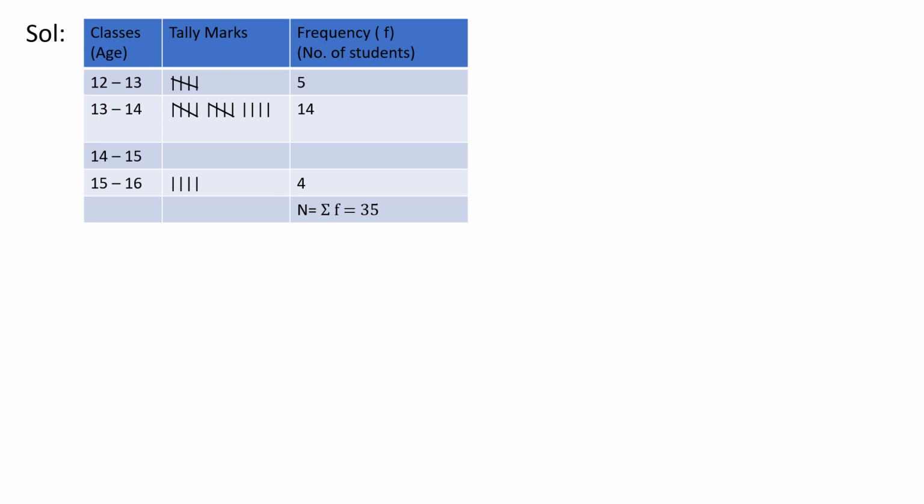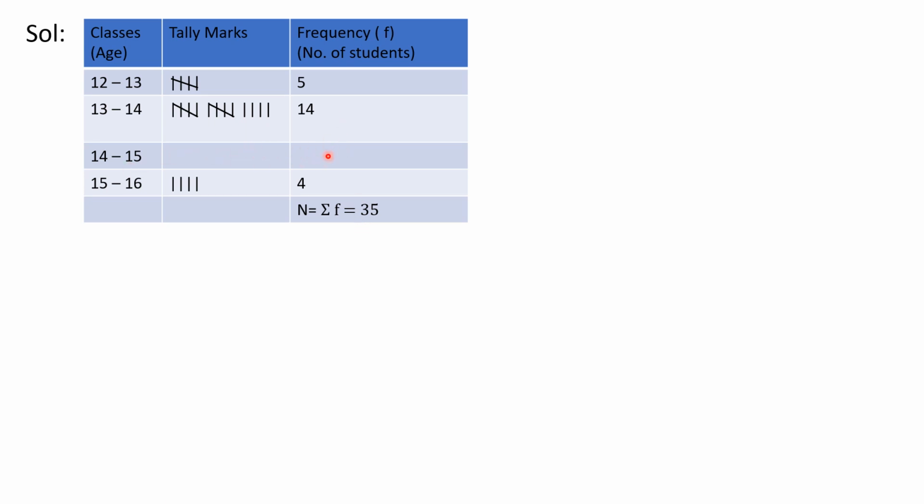I have done this one. I said you have to write, that is 12 to 13, frequency 5. You have to fill this first. For the 13 to 14 class, it was 14 in total. Then this is not given, we have to find it. And for 15 to 16, 4 is the frequency by seeing the tally marks. Now n, that is the total sum of frequency, is given as 35. We'll use this and we'll write.